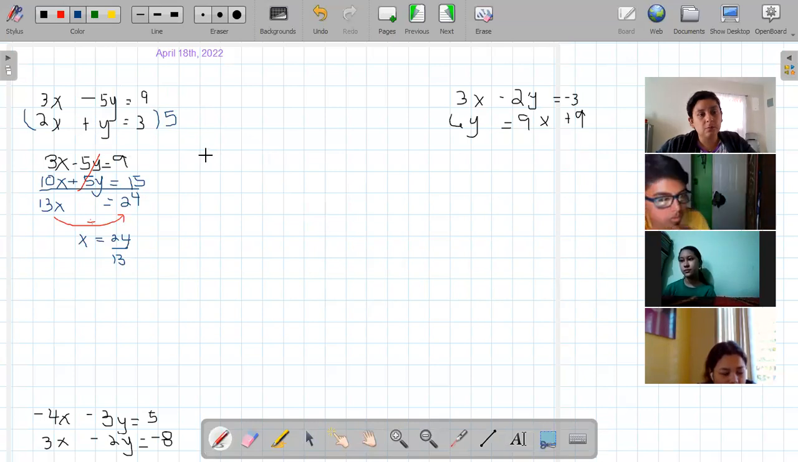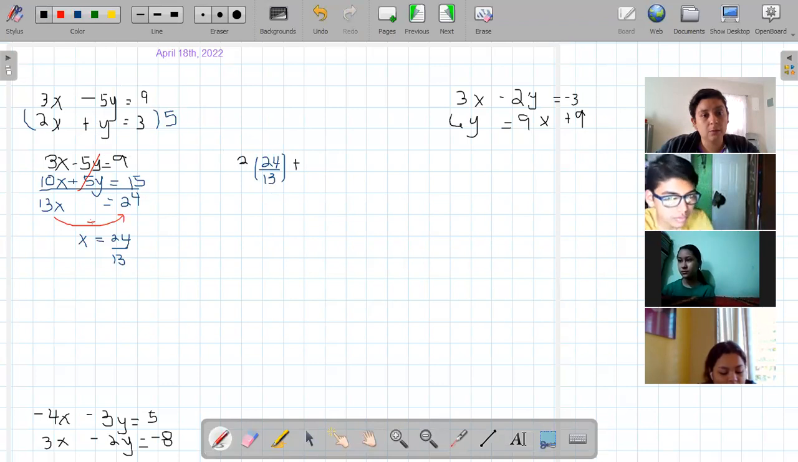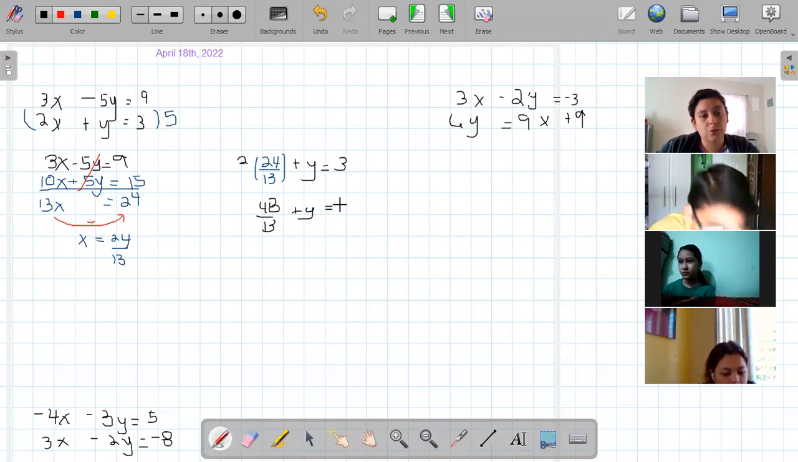So I'm going to say 2x, but instead of x, 24 over 13, plus y equals 3. I multiply this, 2 times 24, that's 48 over 13, plus y equals 3. I need to leave the y completely alone on one side, so this 48 goes to the other side, subtracting. So I'm left with y equals 3 minus 48 over 13.